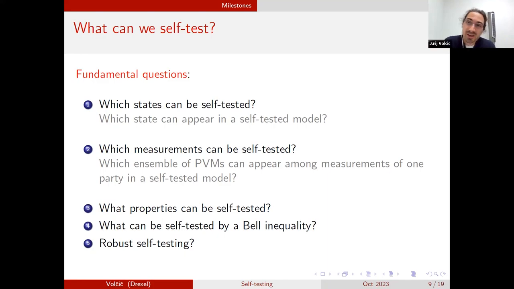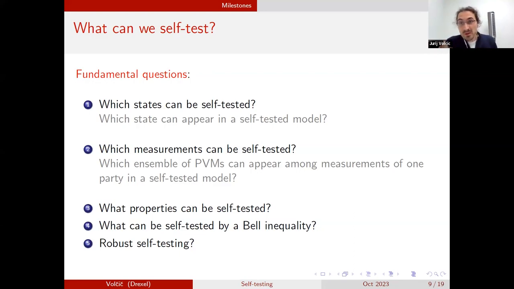These are of course not the only relevant questions, and actually these two questions have many answers already. More generally, you don't focus just on states and measurements, you also focus on what kind of properties can be self-tested. Maybe you don't care about some particular measurements, but you care about some property. For example, people study whether or not your measurements come from a SIC-POVM. That's not self-testing in the normal sense because SIC-POVMs are not unique, there's more than one up to unitary equivalence. So you can only self-test the property of having a SIC-POVM. You can't necessarily determine which one you have.